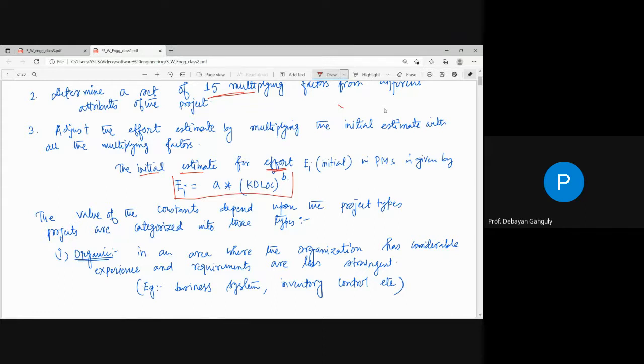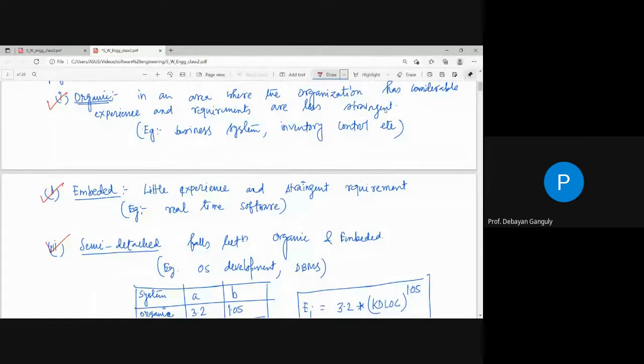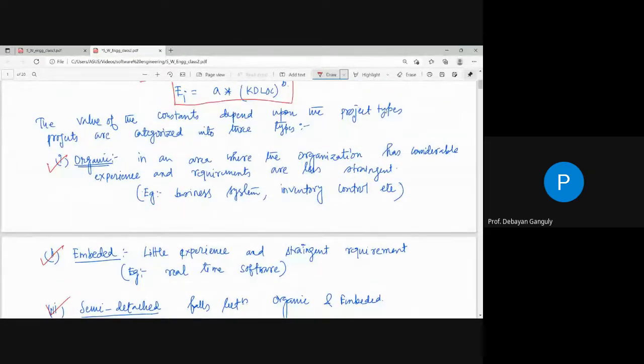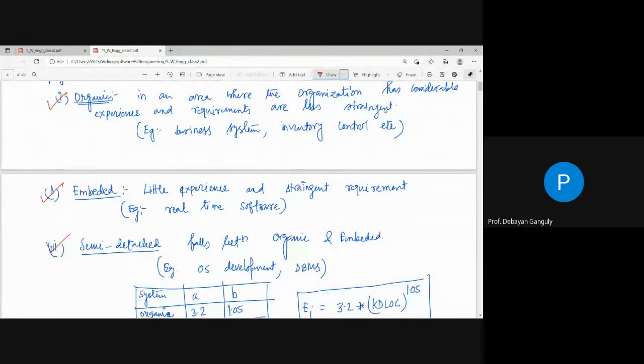The values of these constants depend on the project type. The projects are categorized into three sectors: organic, embedded, and semi-detached. In the organic sector, an organization has considerable experience with the requirements. In your questions, either the project type is given, or by using a simple example you can find whether your project belongs to organic, embedded, or semi-detached.